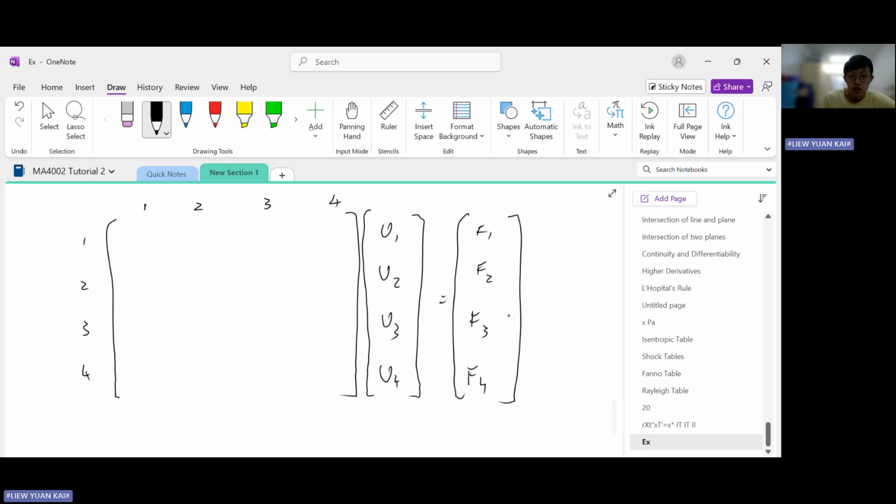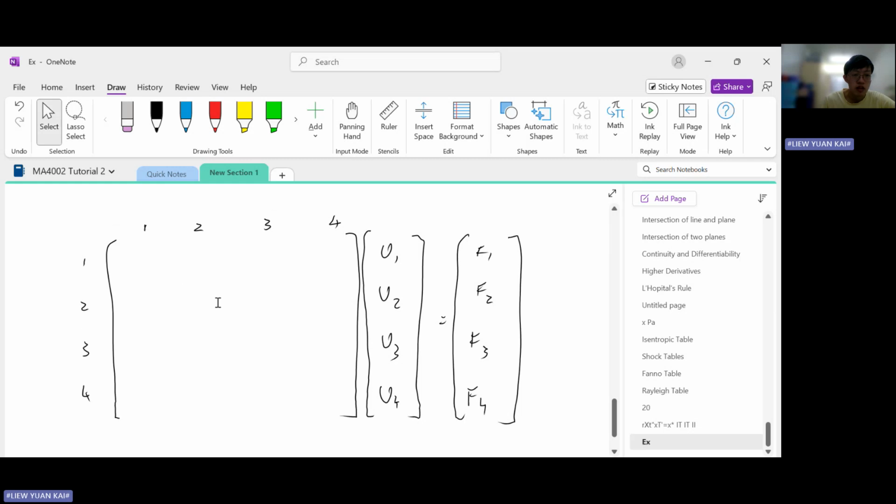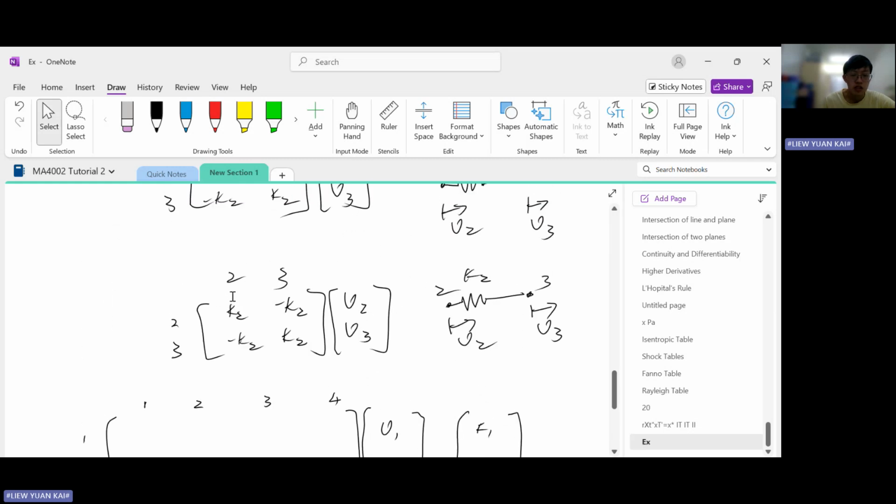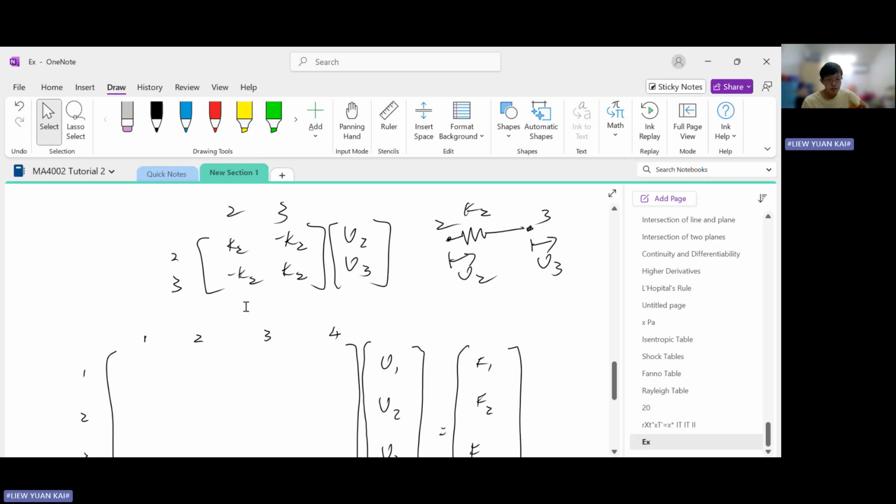Right now, we're keeping things general. We're not substituting any values yet. We will do that substitution later. For now, we need to focus on how to build the global stiffness matrix. So how do you do that?